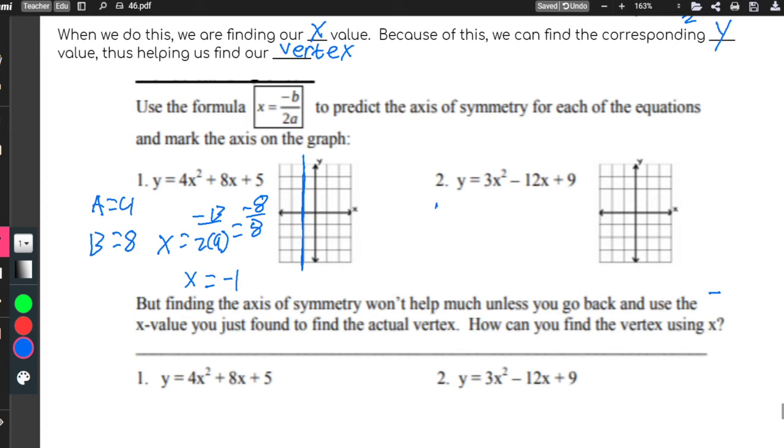So over here, what is our a for number 2? What is our b? Negative 12. So when we plug it into our function, we'll get x equals positive 12 over 2 times 3, which when we simplify that, we get x equals 2. And to draw it, it is a vertical line where x equals 2.